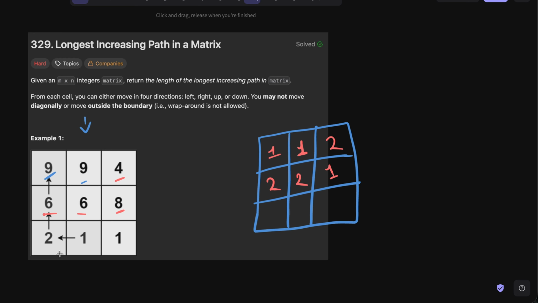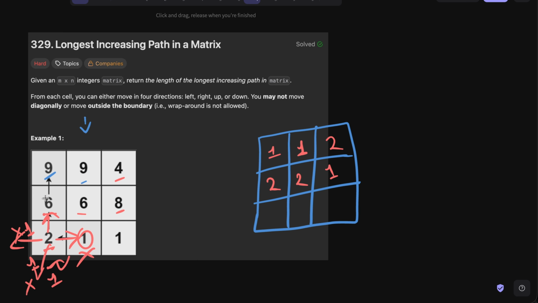Now we can go to the next cell, that is the 2. If I try to go right, I cannot do that because it is less than 2. So I will get a length of 1 back, right? If I try to go left, it is out of bounds. So I will get a length of 1 here again. If I try to go down here, I cannot do that because it is also out of bounds. So I will get a length of 1 from the down also.